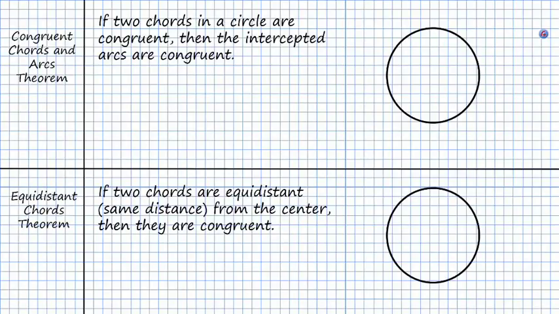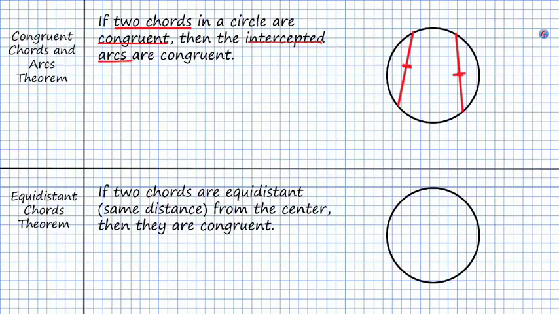So we also have the congruent chords and arcs theorem. If two chords in a circle are congruent, then their intercepted arcs are congruent. So what objects are we talking about again? Well, two chords in a circle that are congruent, and the intercepted arcs. All right, so let's see what this looks like. We're talking about two congruent chords, so I'm just going to draw two chords which are congruent to each other. Those look pretty close. I'm going to mark those to verify that we know they are congruent.